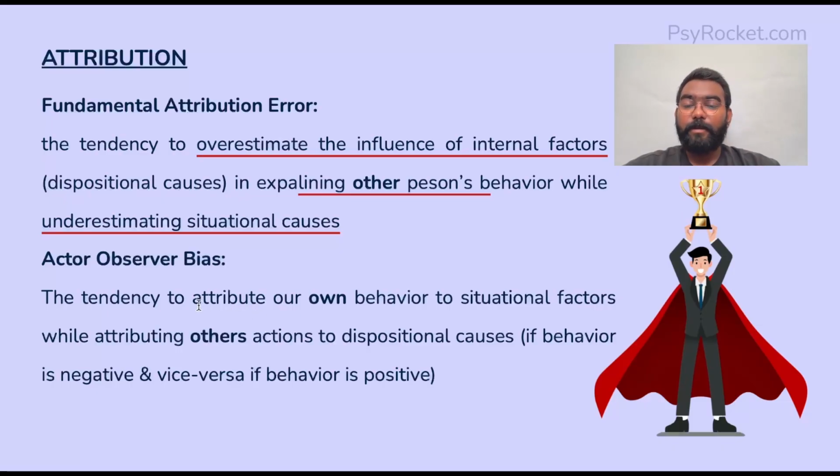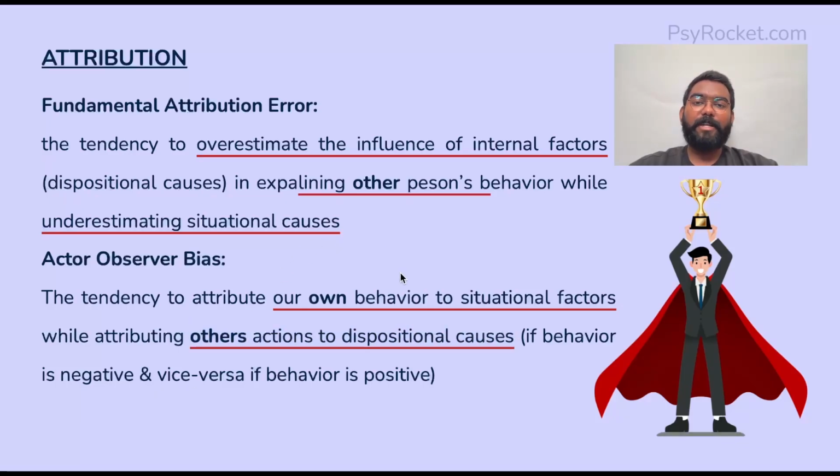In actor-observer bias, we explain our own behavior and we also explain the other person's behavior. How? There is a tendency to attribute our own behavior to situational factors while attributing others' actions to dispositional causes if the behavior is negative. For example, you failed in an exam. Then what will you do? You are the actor, right? You failed in the exam and you are the actor. Then what will you do? Obviously the situation is negative.